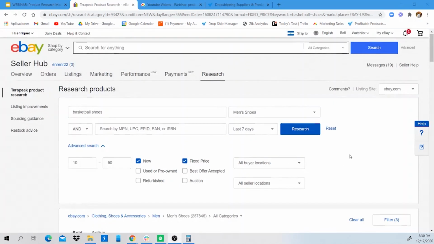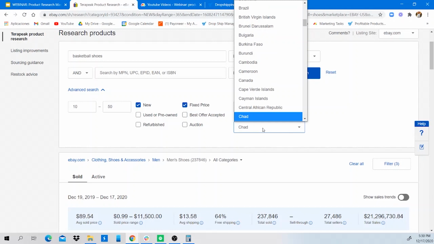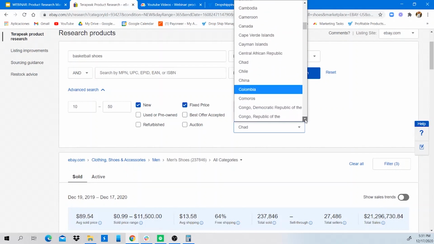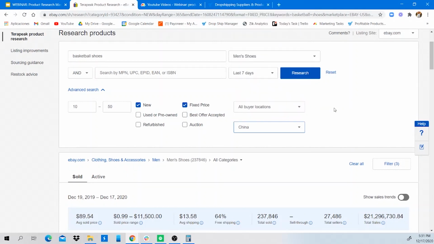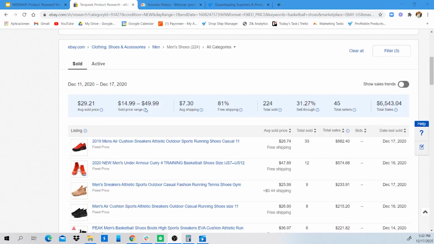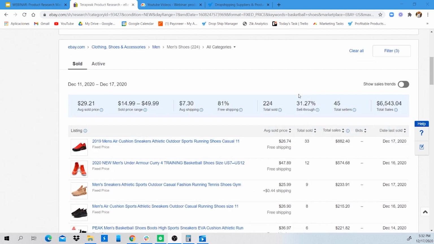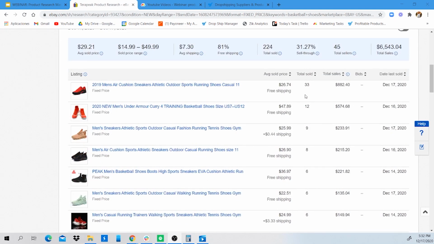Okay, now the next step is placing the seller's location. In this case, we're trying to look for sellers located in China for the time being. Head over here, we'll place China. There you go. Now, once we've done that, it's time for us to hit the research button. Okay, now you guys can see here that the market size is way smaller. We delimited the market, but also you can see the different products right here, the total sold.